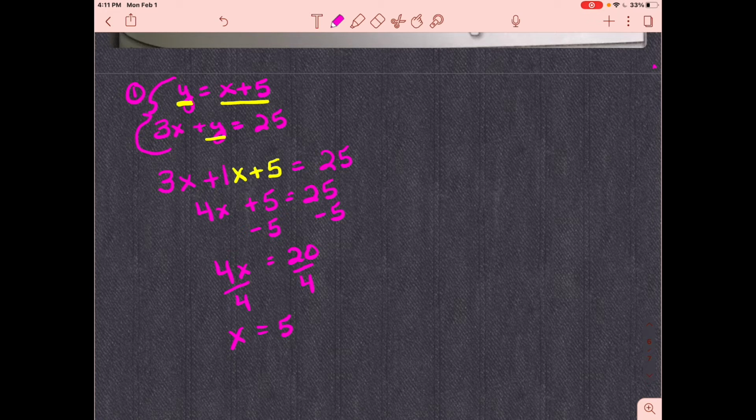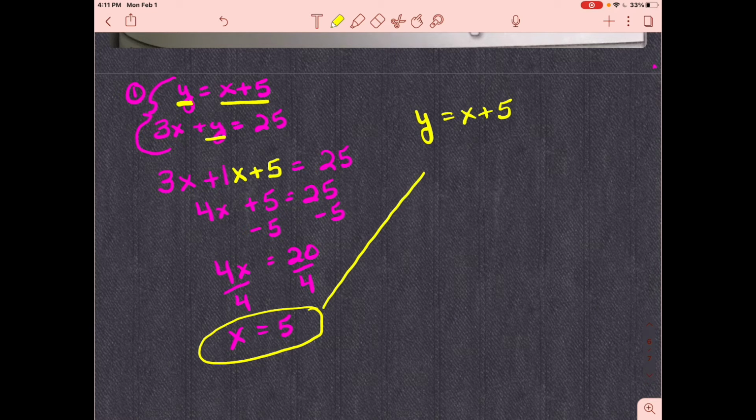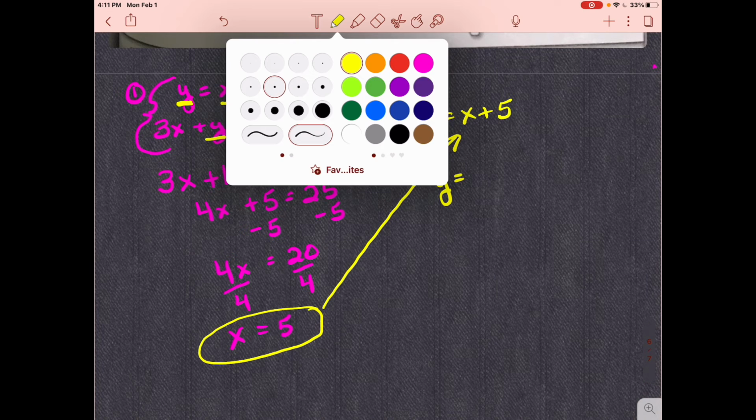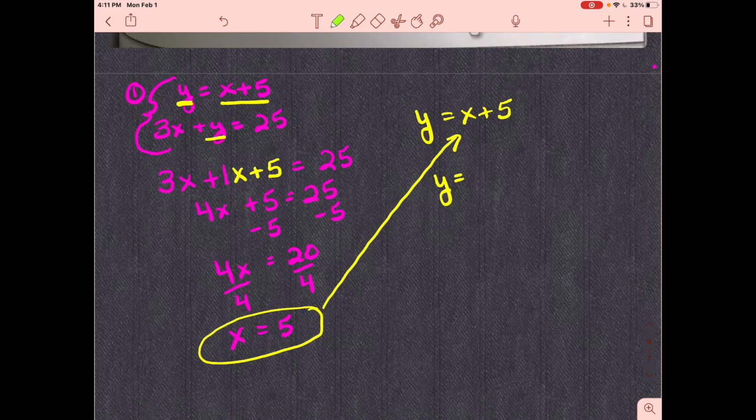Okay, that's 1/2 of what I need to know, okay? So I take x equals 5, and I need to plug it into one of these equations. I like y equals x plus 5. It looks nice and simple. If I plug in x equals 5, I get y equals 5 plus 5, or y equals 10.